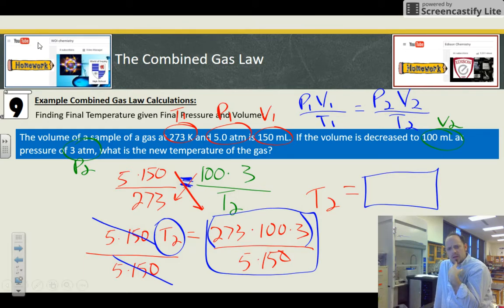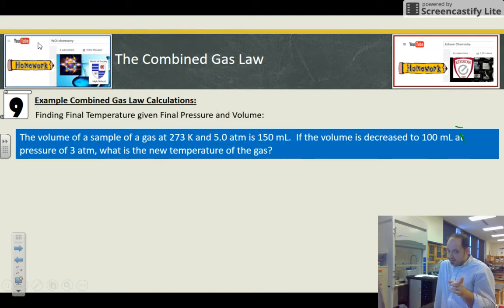Now, what are the units of temperature going to be? Good question. I'm thinking it's the units that were given to me. And furthermore, temperature with the combined gas law is always in Kelvin. Sweet. So there is your first taste. You do the math.